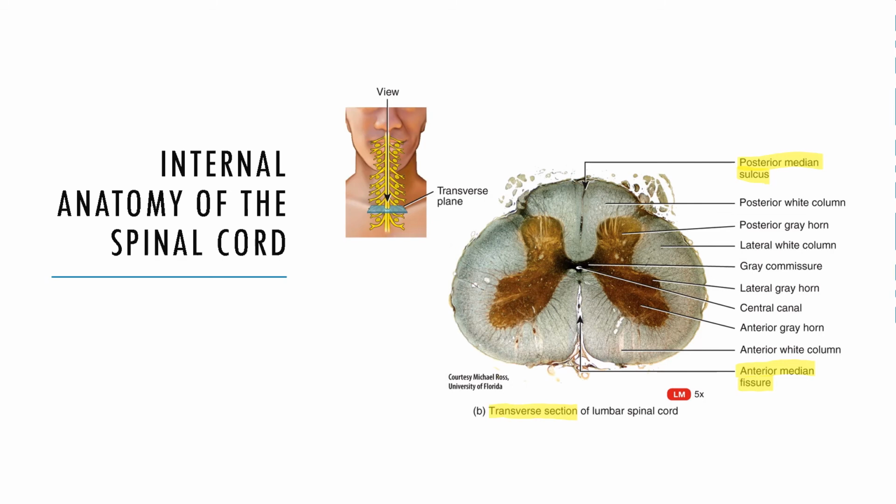Now the gray matter of the spinal cord is shaped like the letter H or even like a butterfly. You can see it's kind of shaped like a butterfly here. So that's going to be the gray matter on the interior side of the spinal cord. And this gray matter consists of dendrites and cell bodies of neurons. It's also going to contain unmyelinated axons and a lot of neuroglia.